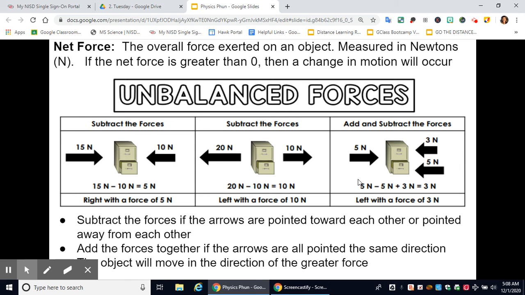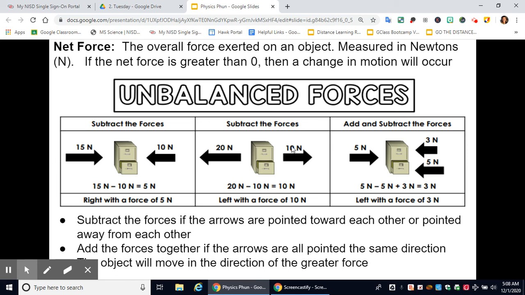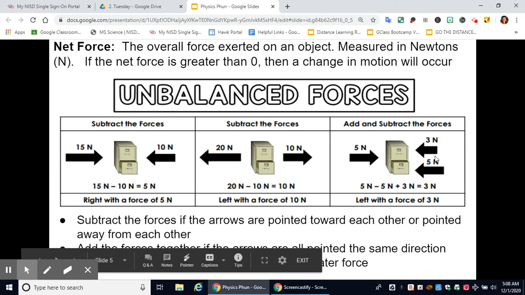All right, now let's look at the net force for an unbalanced force. Now remember, unbalanced forces are going to cause the motion of an object. So net force, again, the overall force exerted on an object. It's measured in newtons. If the net force is greater than 0, then a change in motion will occur. So let's look over here. Remember, we're going to subtract the forces if the arrows are pointed towards each other or pointed away from each other. So here they're pointed towards each other, we're going to subtract. Here they're pointed away, we subtract. When the arrows are in the same direction, we add.